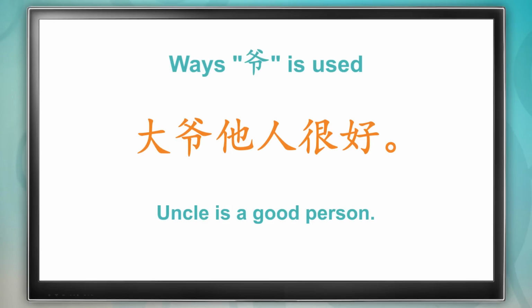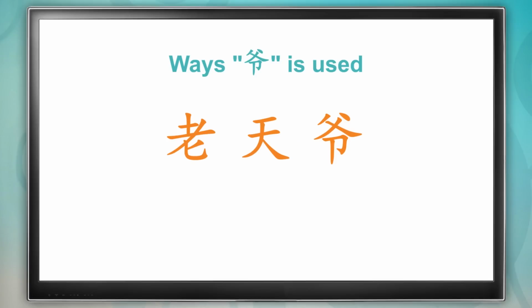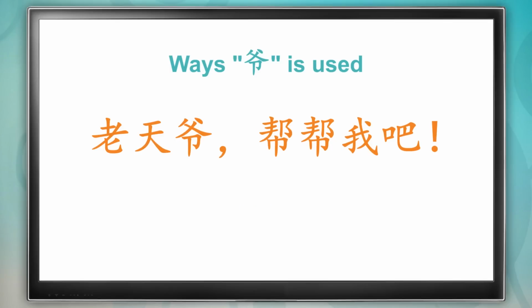All right. We have one last example of words that use 爷. This word is 老天爷. It is the god in traditional Chinese culture, the lord of the sky and heaven. Let's see how it's usually used. Let's read it together. 老天爷帮帮我吧. This means God, please help me. Before a big exam, you will probably find students desperately yelling this phrase into the sky. Maybe it works.